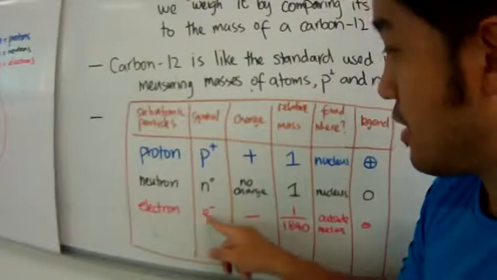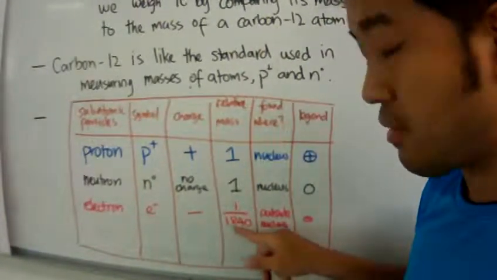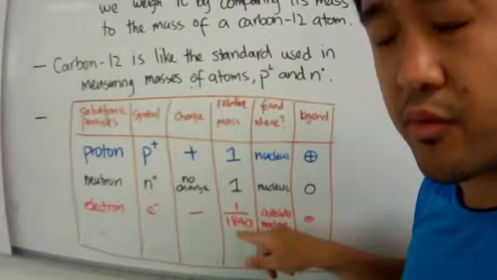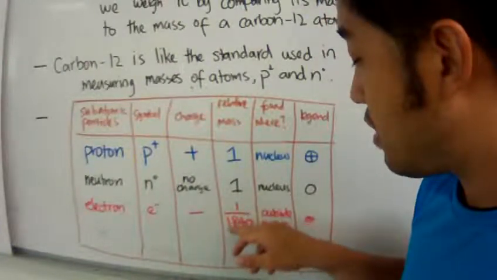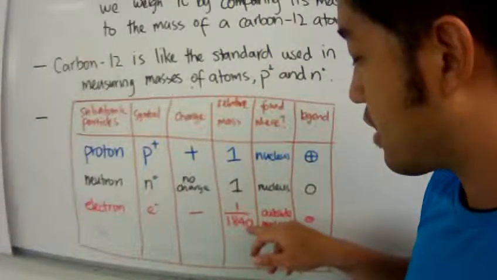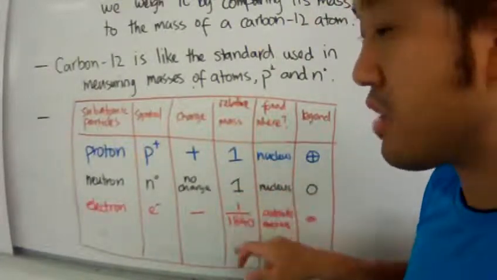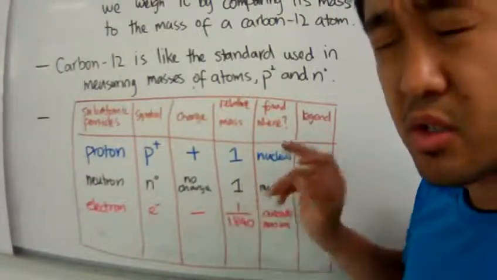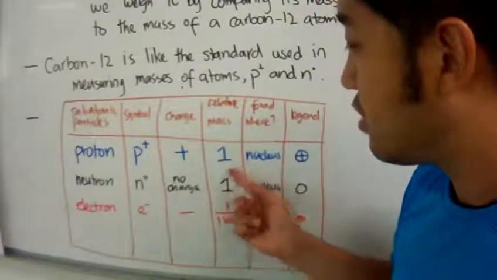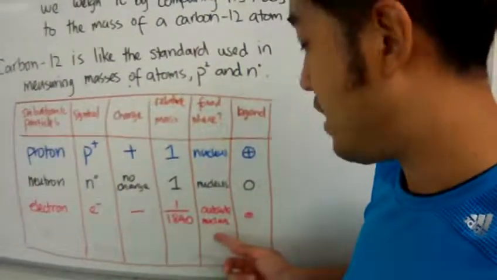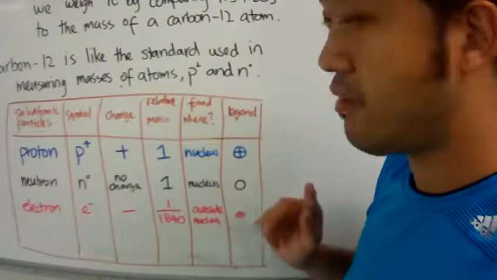Finally, electrons are denoted by the symbol e negative. There's a negative charge. It is really, really, really tiny. We know this through experiments done by all these famous scientists, that it is 1/1840 of the mass of protons and neutrons. So it's almost like 1/2000th the mass of protons and neutrons. So it's really tiny. That's why electrons do not really contribute much to the mass of an atom. Electrons are found outside the nucleus and are usually noted by a smaller negative sign symbol, circle, right here.